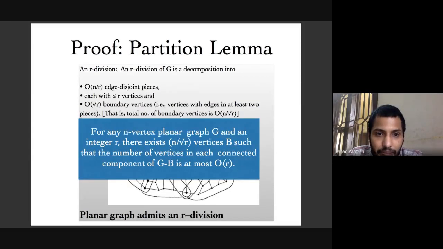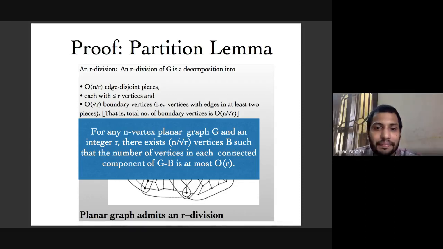So that's what I said before. A planar graph admits an R-division, which means that for any n-vertex planar graph and an integer R, there exist n by square root R vertices, which are the boundary vertices I explained. So if you delete those boundary vertices, each connected component has size at most order R. Clear? It's just translating what I said just before into a different way of saying it. If it is clear, I will move on. This is the important part.